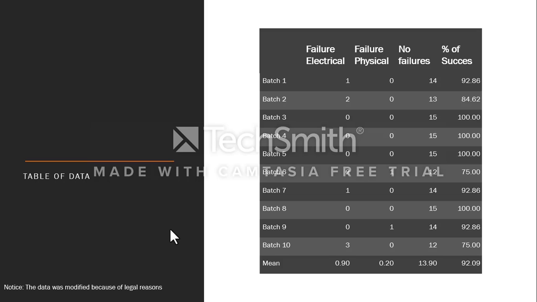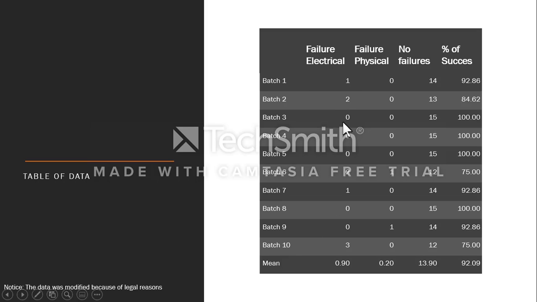It was modified a little bit because of legal reasons with my employer. I don't want to point out my employer's real data here, but this is very close to reality, to what really happens. So we have 10 batches with 10 different customers.